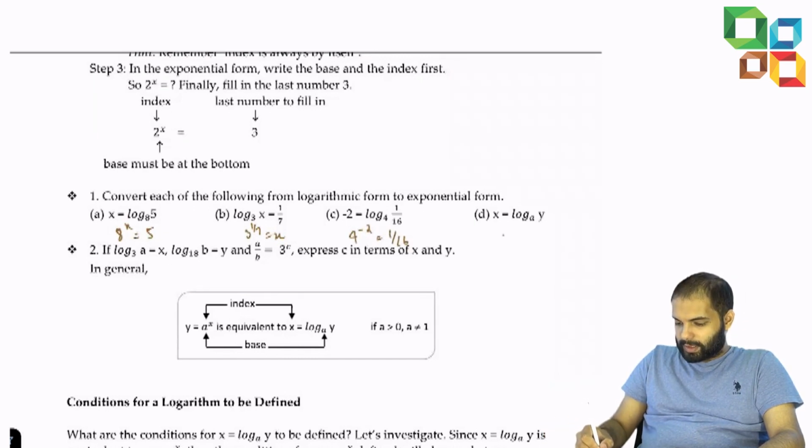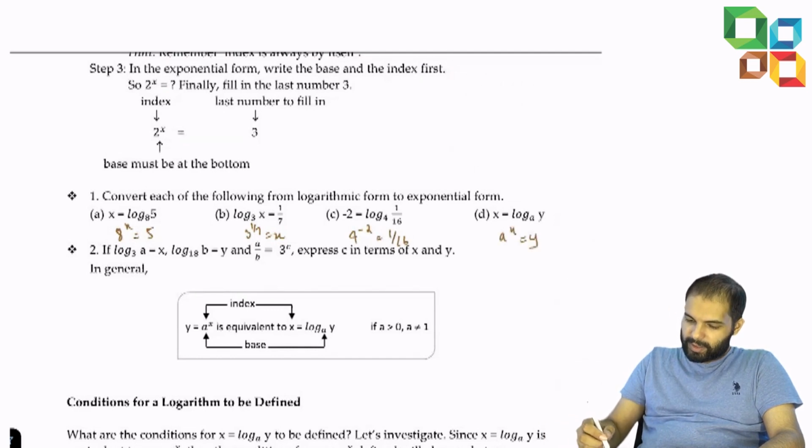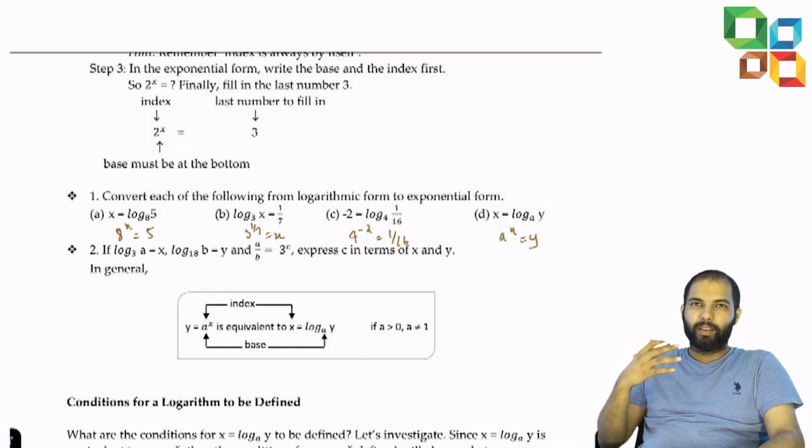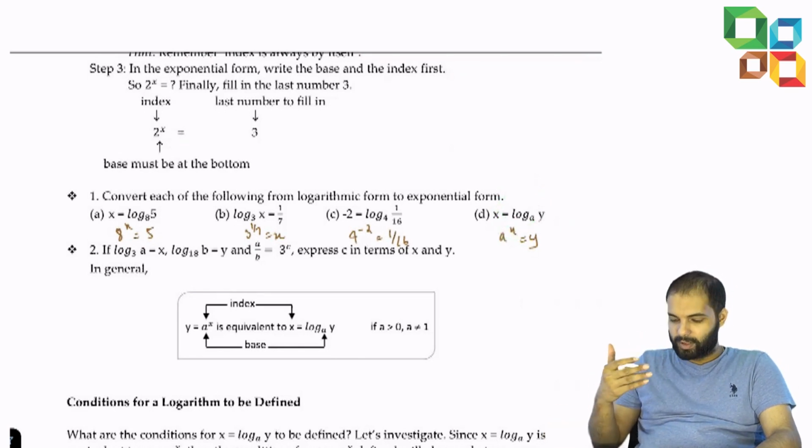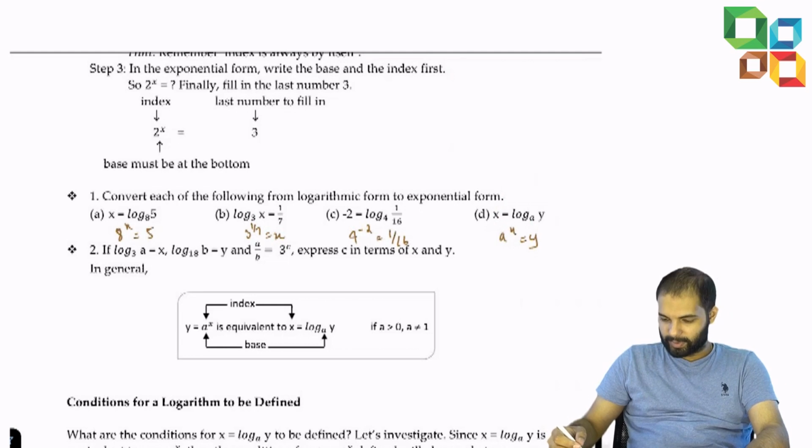A raised to x is equal to y. In simple terms, we can simply raise this base to this power, and that should be equal to the argument. That's all. Now, because we have gone through the definition enough number of times, I think probably we can relate directly something like this.